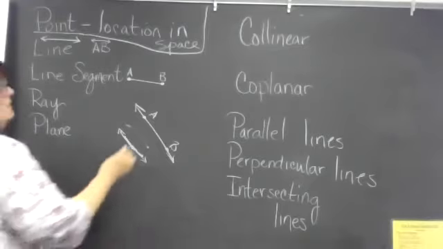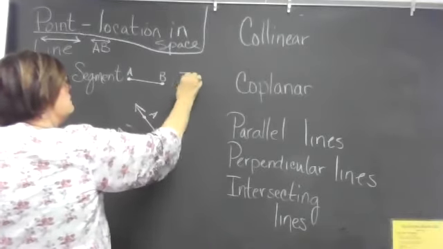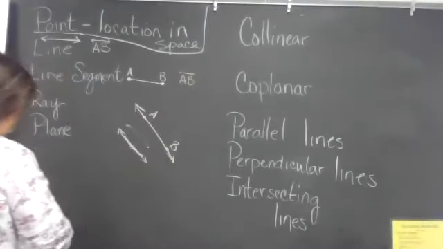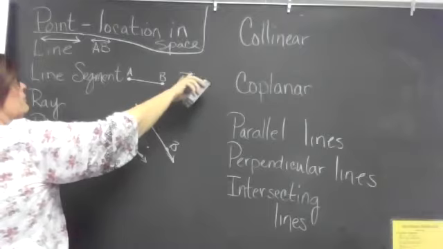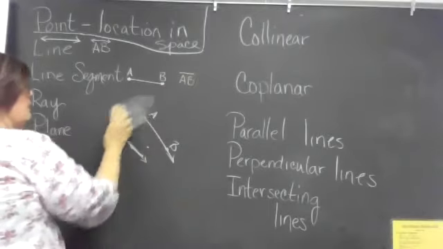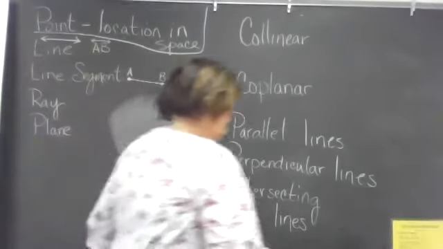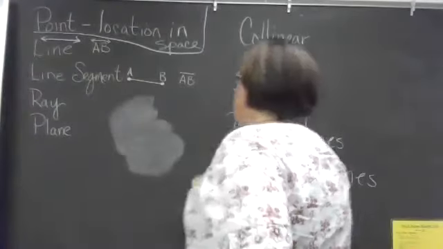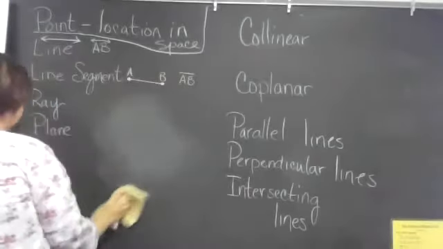It's indicated as segment AB. When you're talking about this, you don't have to put the endpoints on, but you don't put the arrows on it either. Line segment. You'll get some practice naming these in a little while.